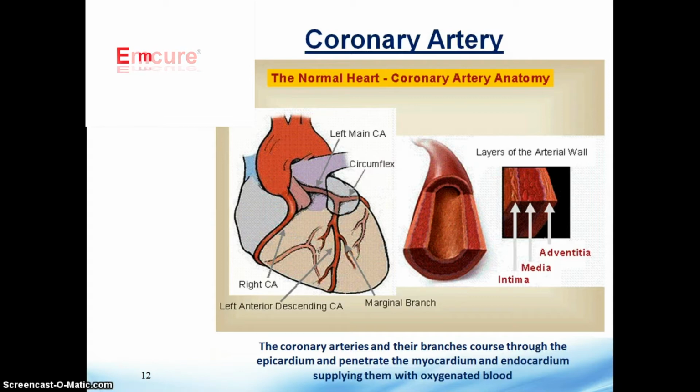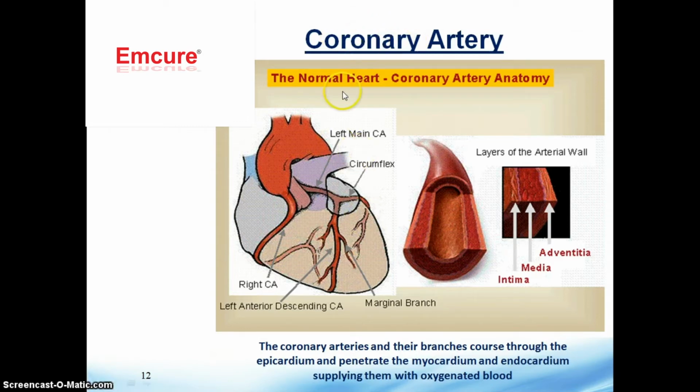Now let's study the normal anatomy of the coronary artery. As all the vessels, we are aware, they are made up of 3 layers. So are the coronaries. They have the outermost layer, which is called the tunica externa or the adventitia. Then we have the tunica media, which is the middle layer, and further to it we have the innermost layer called the tunica intima. The coronary arteries and the branches course through the epicardium and penetrate the myocardium and the endocardium, supplying them with oxygenated blood.